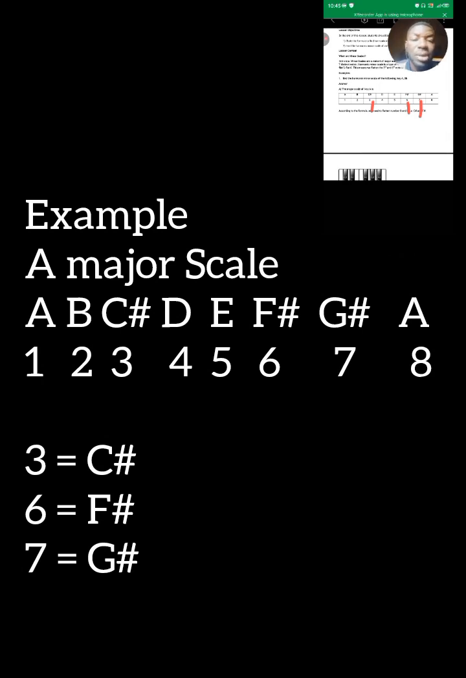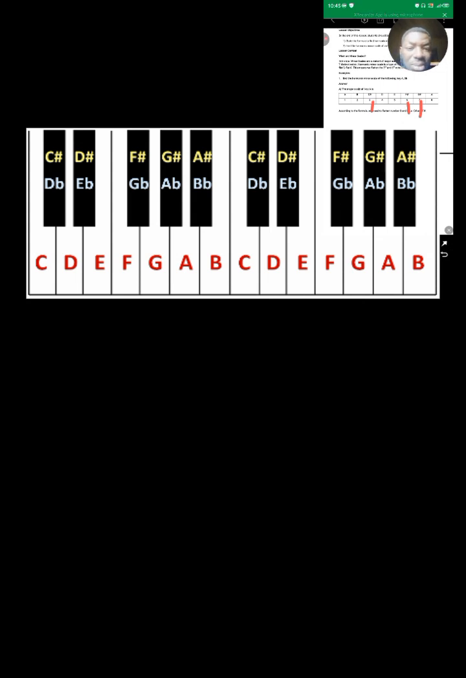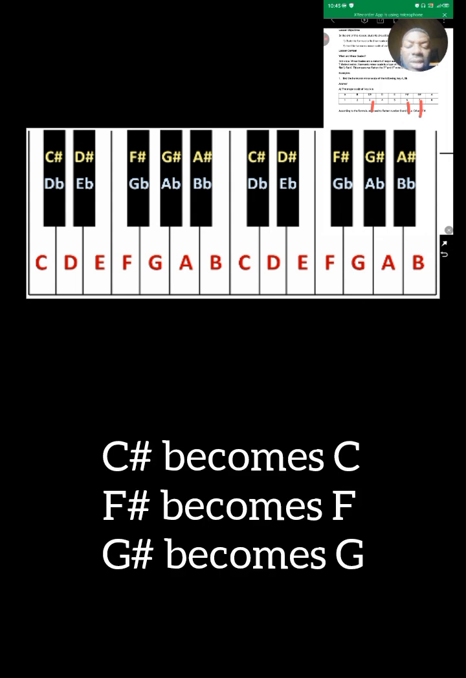For the formula of a natural minor, I must take number 3, number 6, and number 7 back by a half step; I must flatten each of them. So let's look at our keyboard. Flattening means taking it back by one step. If C sharp goes back by one step, it comes to C. If I take the sixth, F sharp, back, it becomes F. If I take G sharp back, it becomes G. Are we there?